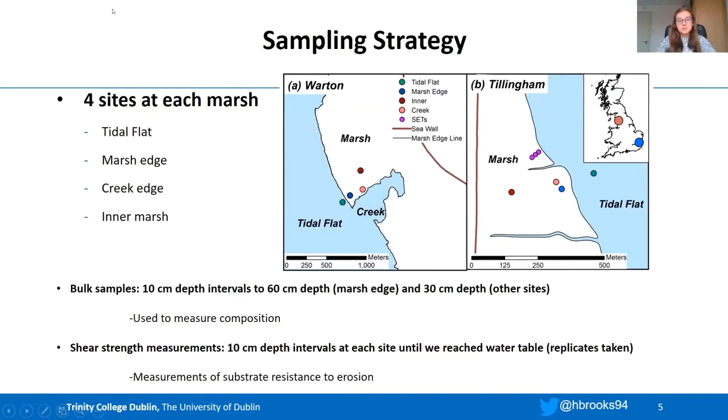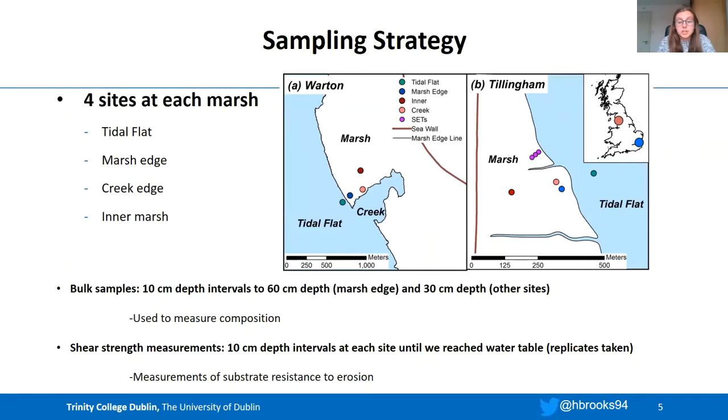In terms of my sampling strategy, we wanted to look at 4 sites at each marsh to try and encompass the range of environments within a given marsh, because we wanted to compare the within site variation in substrate composition to the between site variation. So we chose a tidal flat site, a marsh edge site, a creek edge site, and an inner marsh site. We took lots of bulk samples, and these were used to measure composition. These were taken at 10 centimetre depth intervals, down to 60 centimetres depth at the marsh edge, and down to 30 centimetres depth at the other sites.